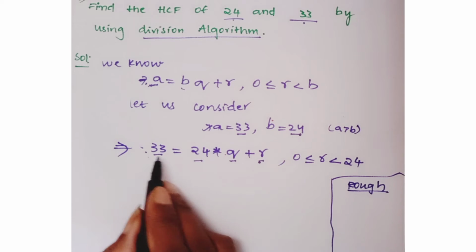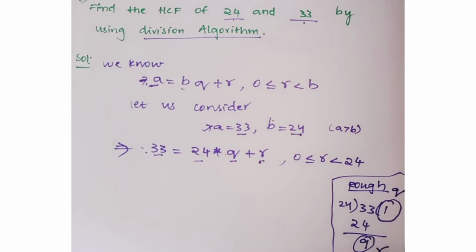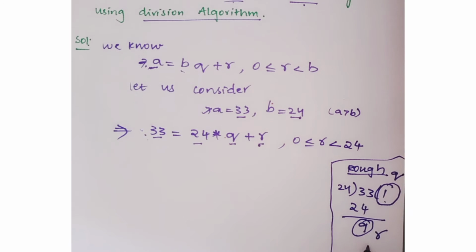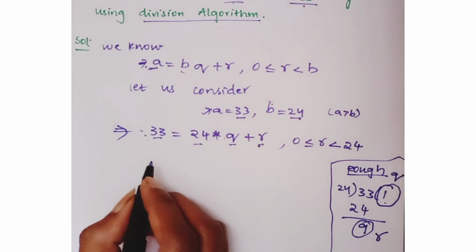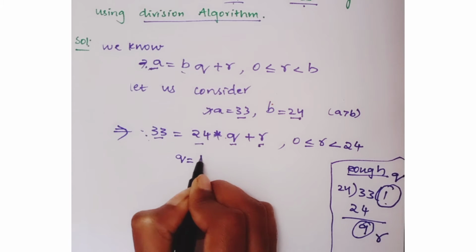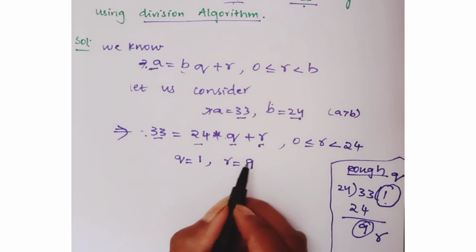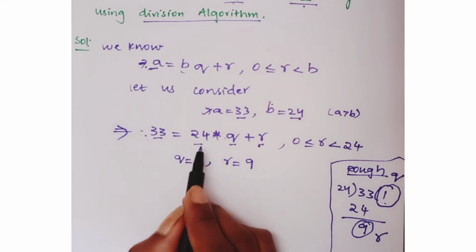So when I divide 33 and 24, I get 24 once 24 and the remainder is 9. So consider this value as Q and this value as R. Remember, the quotient should be Q and the remainder should be R. So now after dividing, we get the Q and R values as Q equal to 1 and R equal to 9. These are the values which we got after dividing 33 and 24.